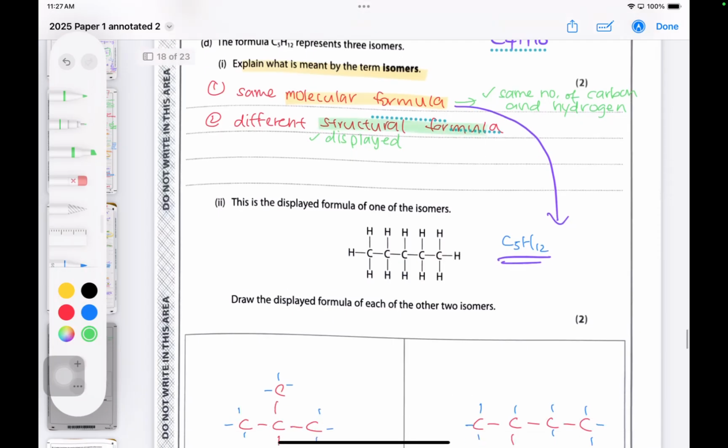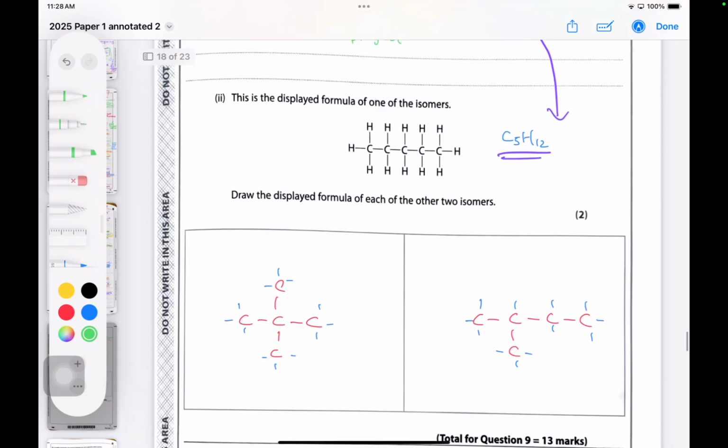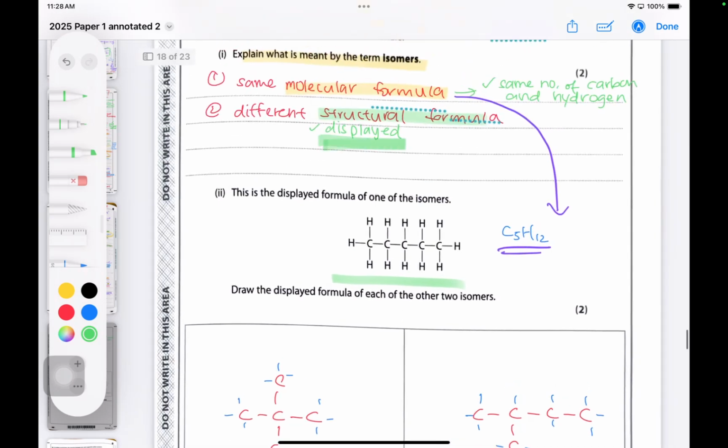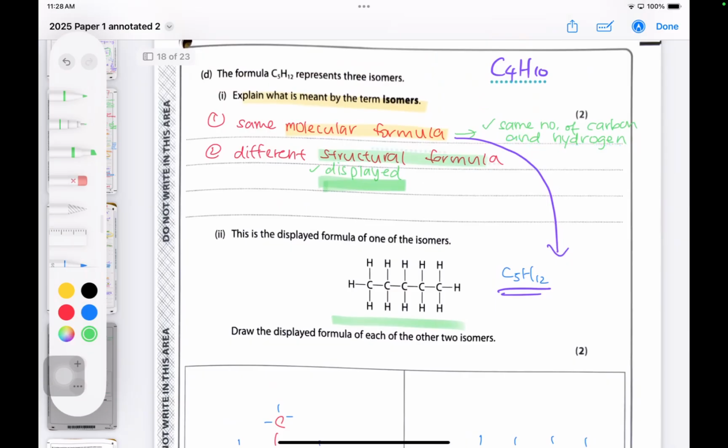Okay, display formula basically is what we are looking at in this portion. This is basically when all of the bonds, all the lines, are being shown. That's what we call our display formula. But when it comes to definition, they accept both structural and display formula for differences. Okay, so identifying the similarity and the differences, one similarity and one difference will get you your 2 marks here for this definition question. Another way to word out molecular formula, just in case you cannot remember, is they also accept if you say these isomers have the same number of carbon and hydrogen.